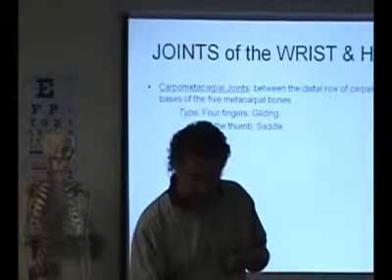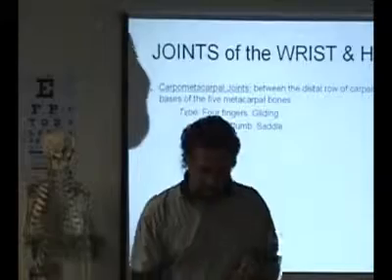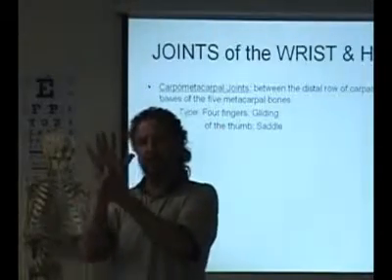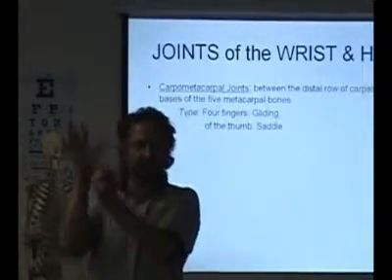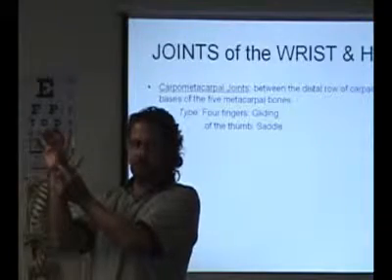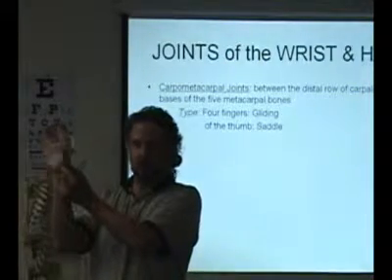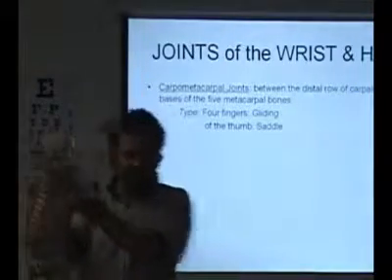Actually, I think she's done it. Oh, the metacarpal phalangeal joints on these forefingers are gliding joints, but then this one's a saddle joint. Okay, because you have more motion at the base of your thumb than you do at the base of the metacarpals.